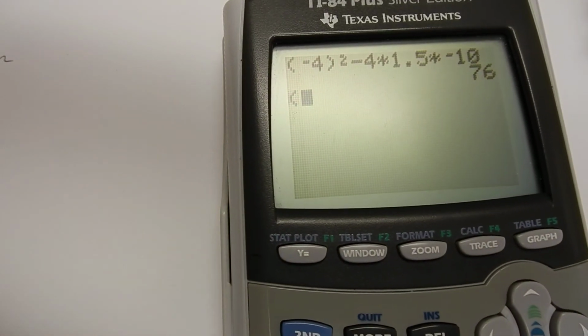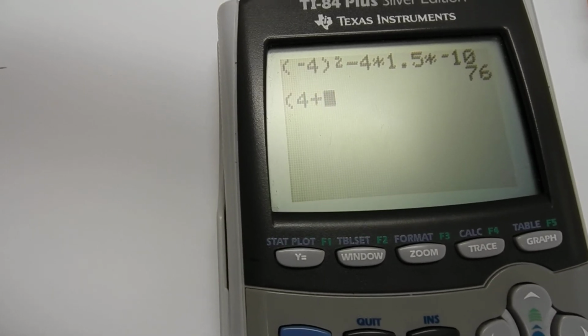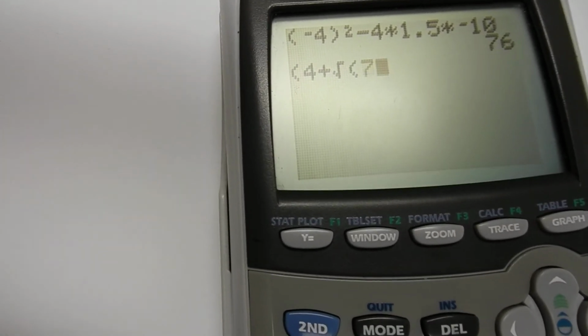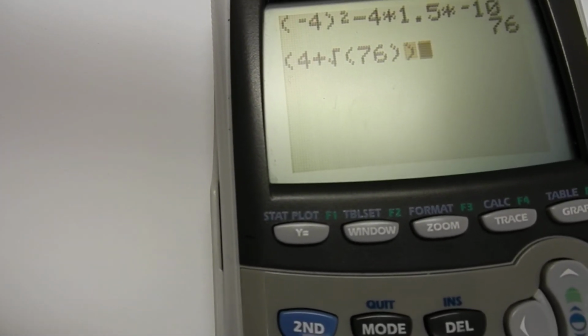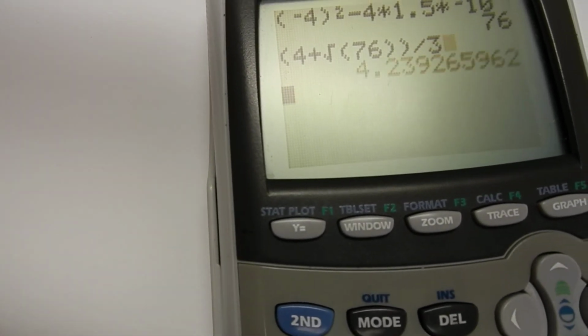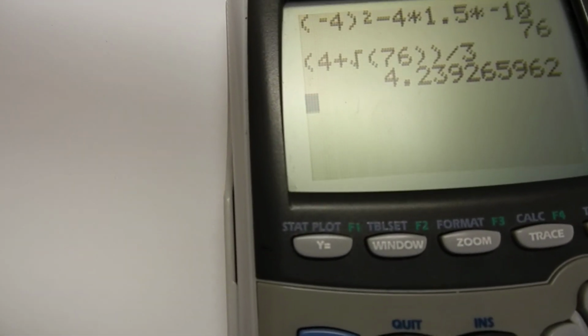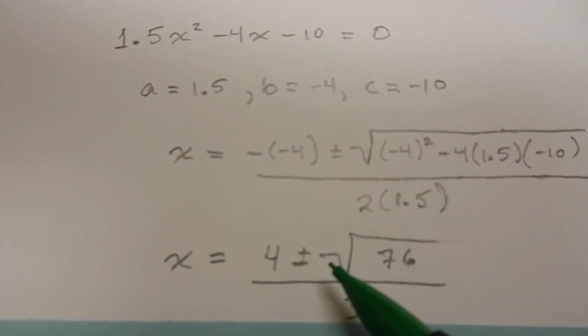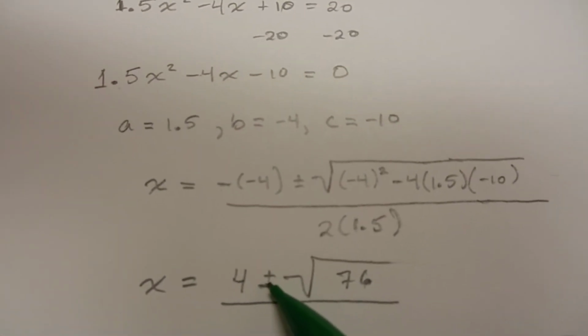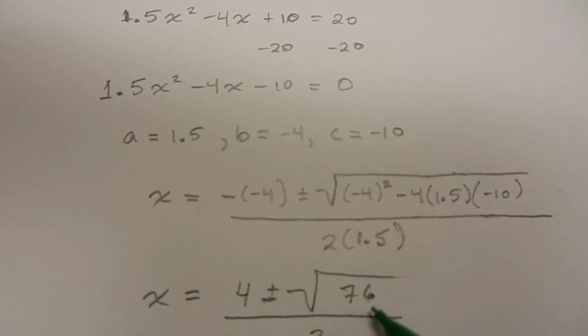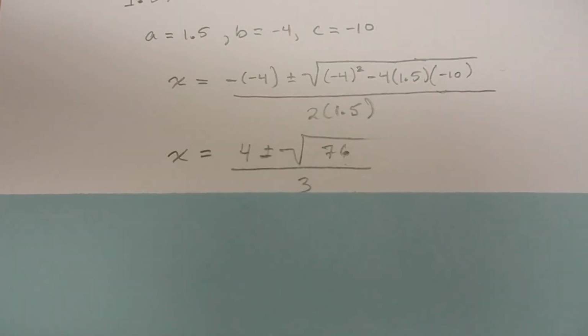You need parentheses around the entire top. So 4 plus the square root of 76. Got to close the parenthesis twice, divided by a 3. So 4.2 approximately is one answer. So 4.2. The other is the subtraction. So 4 minus those two. And let me just get these out of the way here.